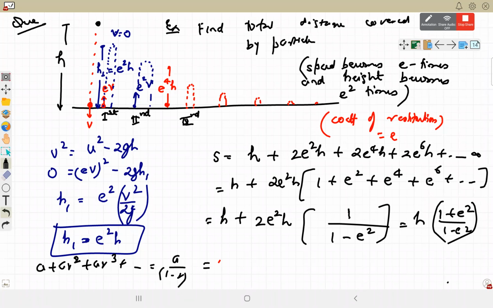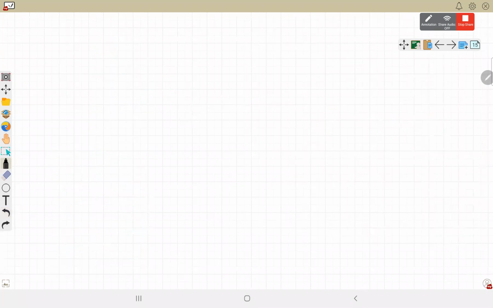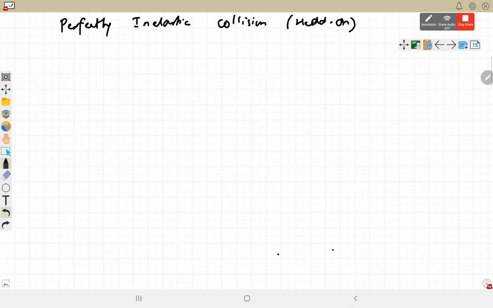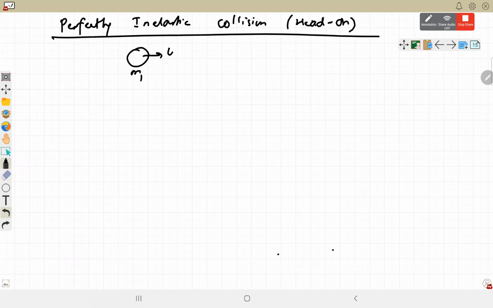Okay, fine. So next is the oblique collision and head-on perfectly inelastic collision. In the perfectly inelastic collision, two bodies collide and become the same mass, moving together. This is only for the head-on case. Two bodies collide together, and after collision they both get deformed and become a single mass. So m1 moving with velocity u1, m2 moving with velocity u2.